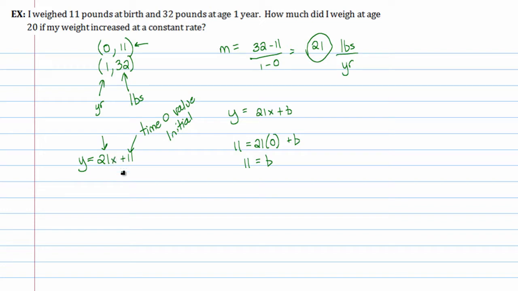Okay. So how much do I weigh at age 20? Well, let's see. Y is equal to 21 times, instead of x here, I'll write 20. And what is that? 420 plus 11, or in other words, 431 pounds. It's not true. Nobody really increases linearly over the years, but there you have it. If my weight did increase linearly, that would be my current weight.